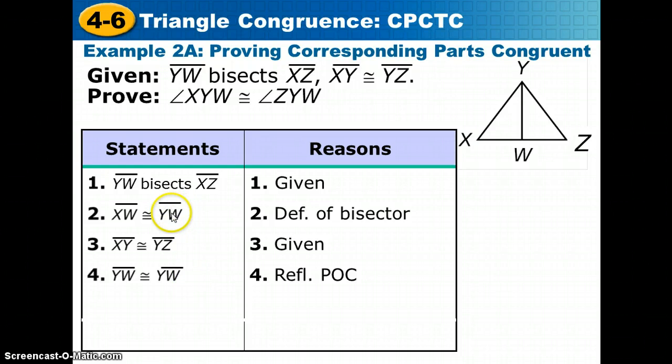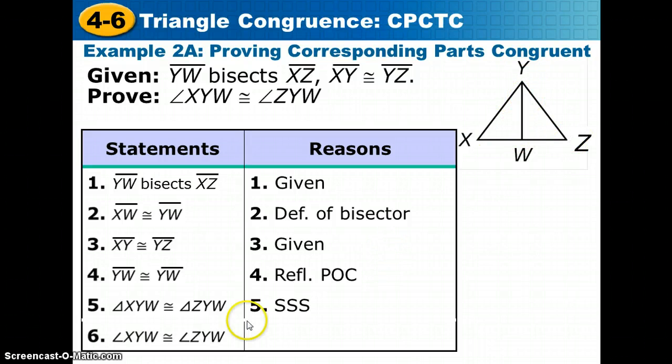So these three, steps 2, 3, and 4, show side, side, side congruence. That means the triangles are congruent by side, side, side. And if I have triangles that are congruent, remember this. Corresponding parts of congruent triangles are congruent. Well, XYW and ZYW are corresponding parts of these two triangles. So we can say XYW is congruent to ZYW by CPCTC.